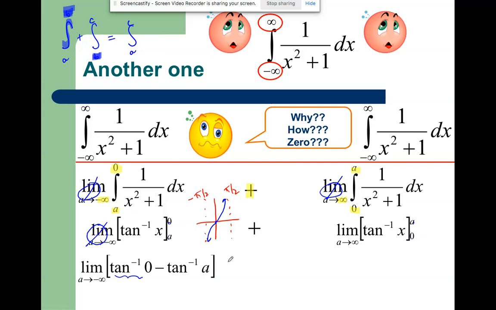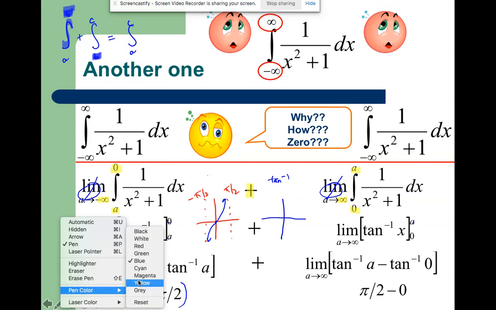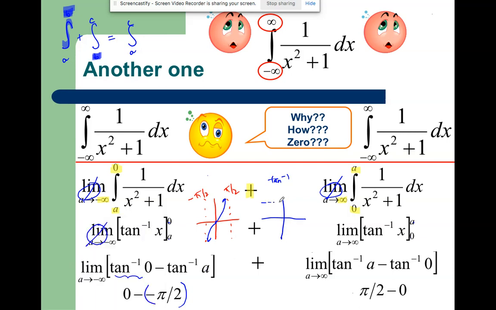What's the number one fun fact about inverses? X and Y are switched. This is inverse tangent, not tangent. How did I get negative pi over 2? Because the graph of inverse tangent... Oh, shoot, I thought I had the picture of it, but I don't. The graph of inverse tangent, this is tangent, inverse tangent, doesn't have vertical asymptotes at the pi/2's. You know what it has? It has horizontal asymptotes.